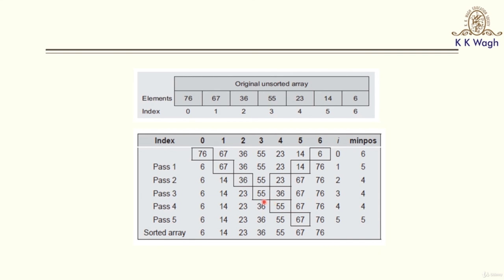Okay, so now it will find the minimum out of 55 and 36. So 36 is the minimum, so there will be a swap between 55 and 36. After this is done, it will check the remaining 55 with the rest of the elements in pass number 4. In pass number 4, 55 and 67, no need of swapping because 55 is smaller than 67. Now 67 will be checked with 76. Again 67 is smaller than 76, so no need of a swap. Now it reaches the end of the array. It indicates that this is the end of the array and we have to stop, and whatever result you got is nothing but your sorted array. So 6, 14, 23, 36, 55, 67, 76 is your sorted array after 5 passes.